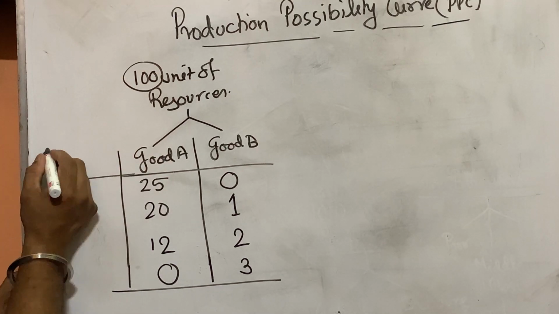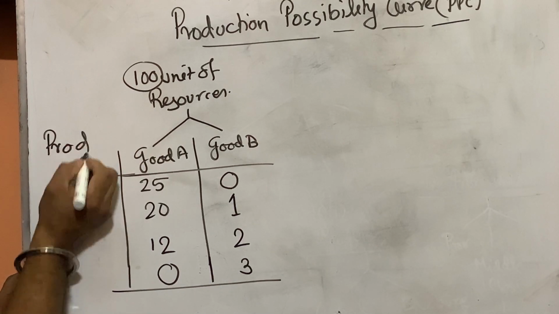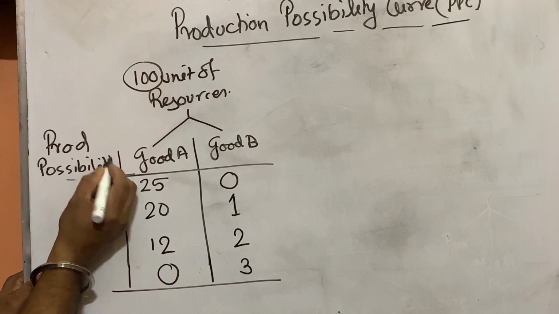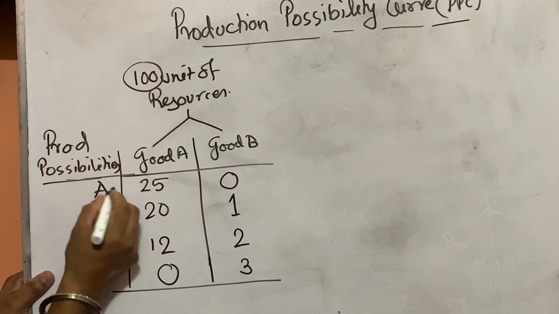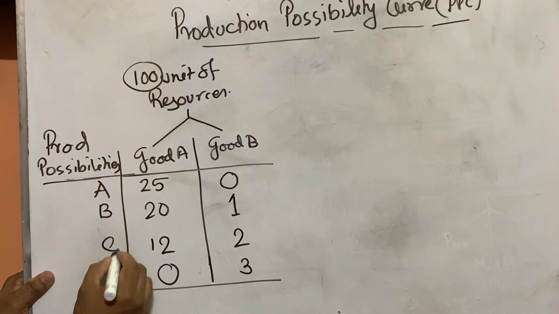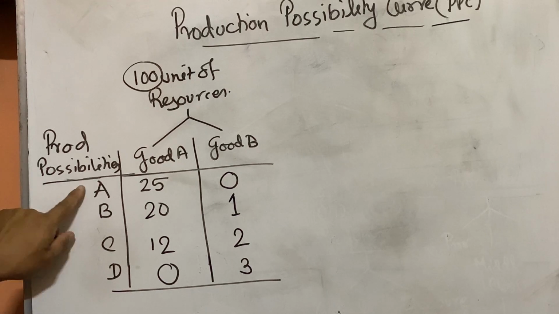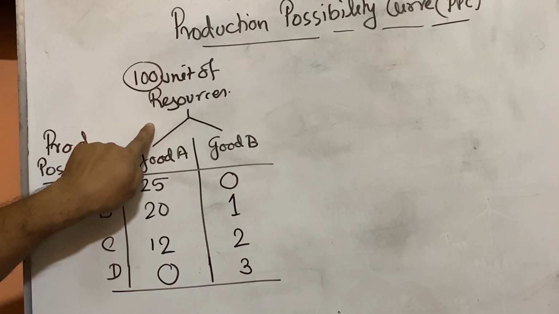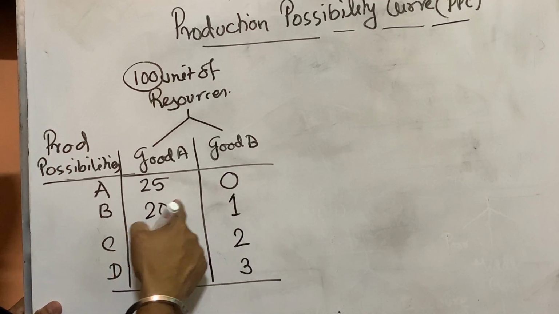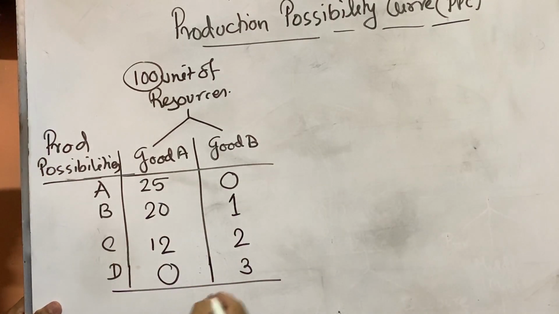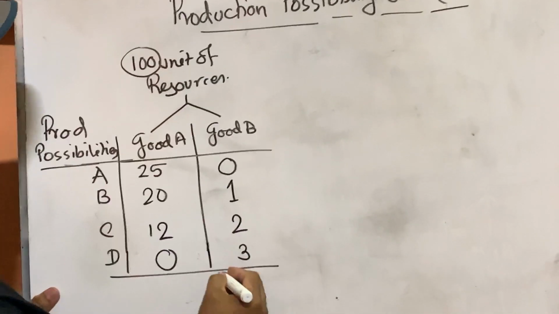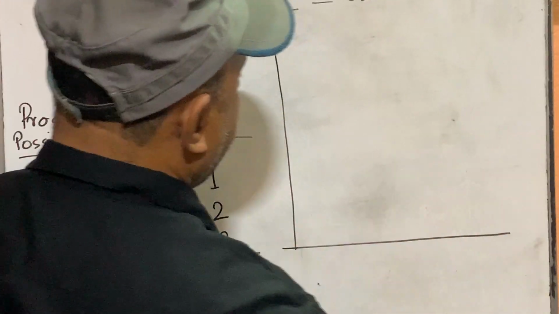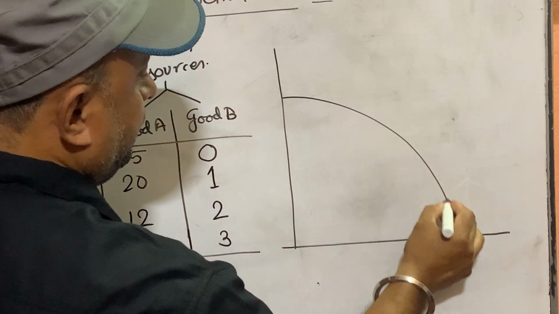This combination is called production possibilities. There are 4 possibilities: A, B, C, D. These are the 4 production possibilities which you can produce by using 100 units of resources. Now if we plot these on graph paper, on the x-axis and y-axis, what happens? That time we will get a concave shape of curve.